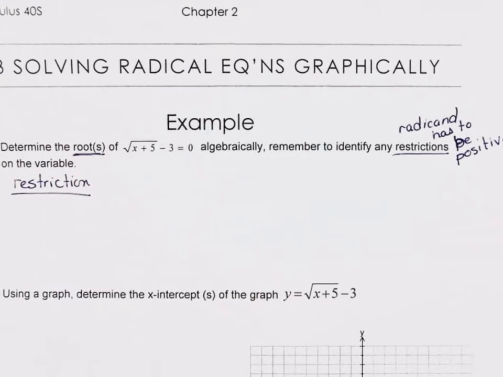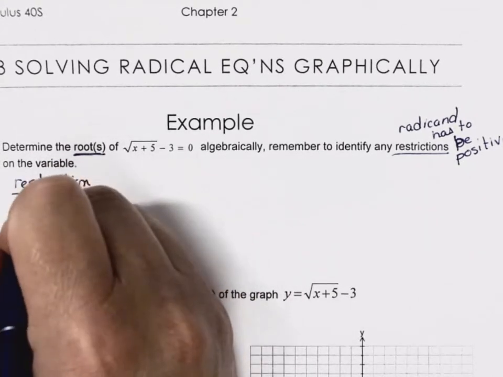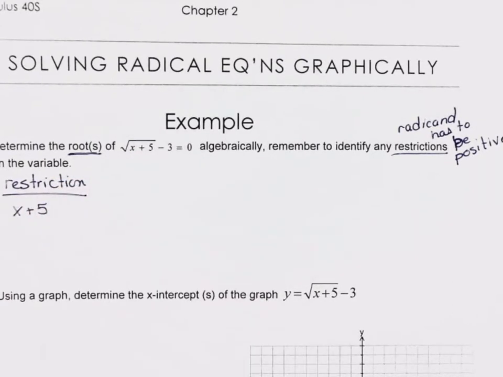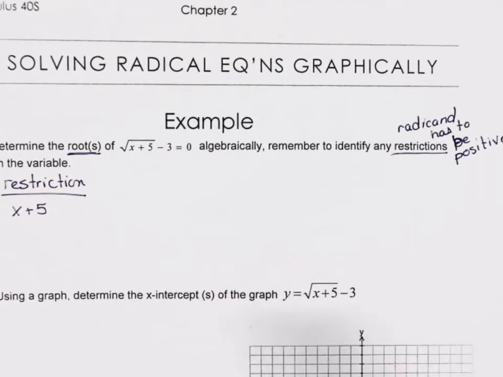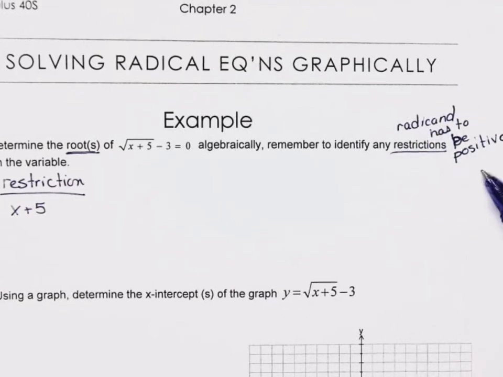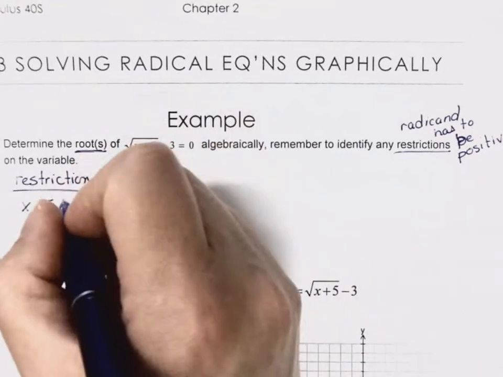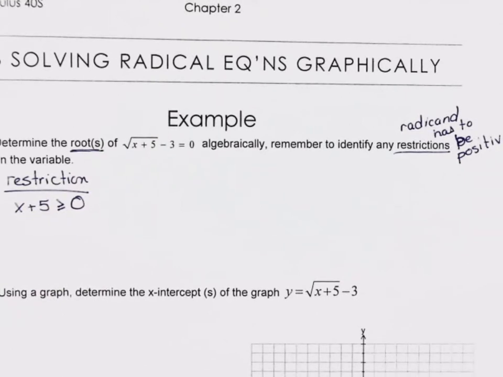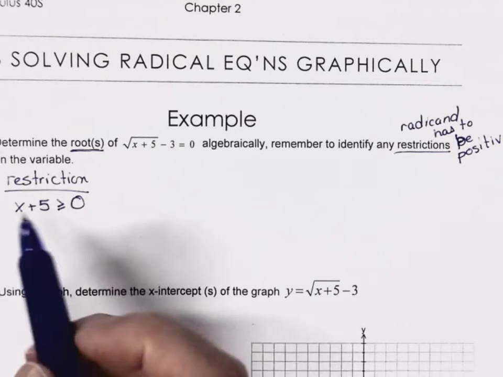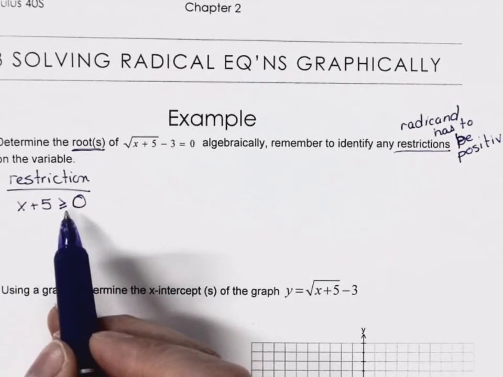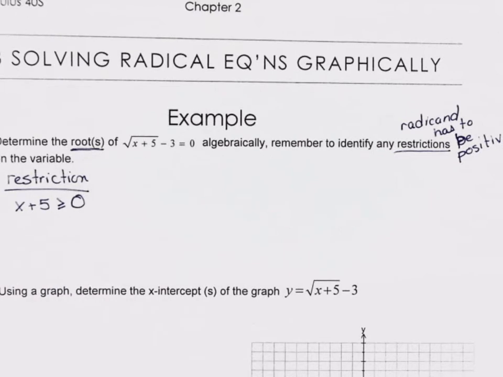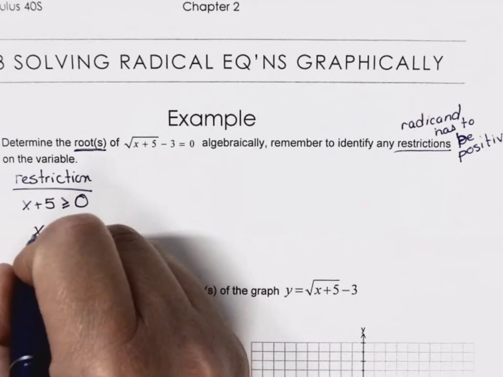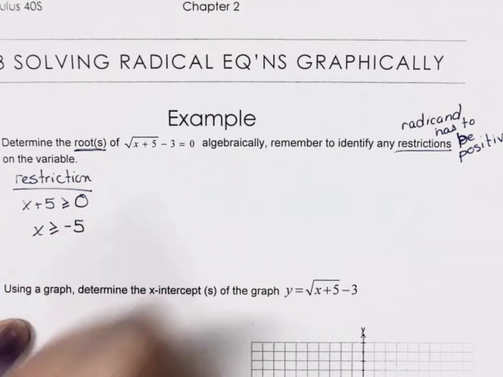So what's my radicand? x plus 5. Now you're going to do an inequality. So x plus 5 has to be greater than or equal to 0. You're just one step ahead of us, right? We start there because this has to be greater than 0, so those are all positive numbers. And we put the equal sign in there because it can equal 0 as well. You're going to solve it just like you would an equation. So x has to be greater than or equal to -5.